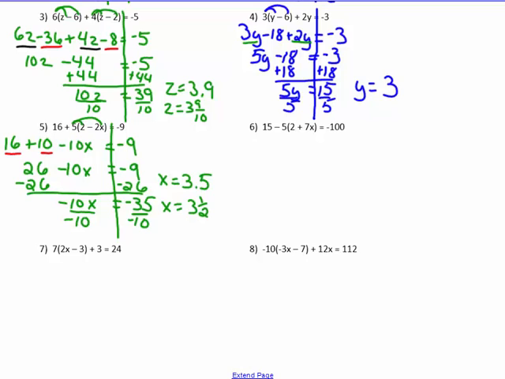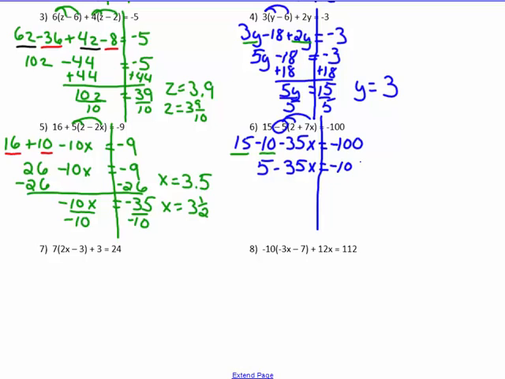So for number 6, again, I cannot do 15 minus 5. I have to copy the 15, but what I'm distributing is a negative 5. So negative 5 times 2 is negative 10, and we write that as a minus. Negative 5 times 7 is negative 35, we write that as a minus, and we include our x. Equals negative 100. Like terms, once again, are my constants. 15 minus 10 is 5. Minus 35x equals negative 100.